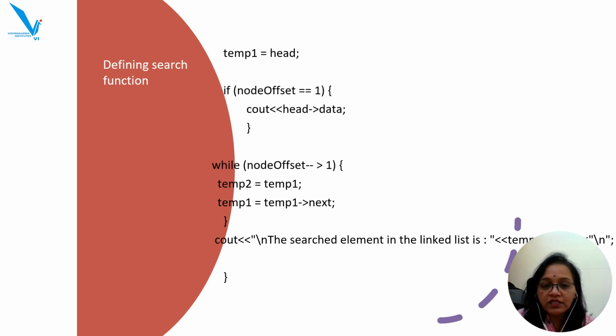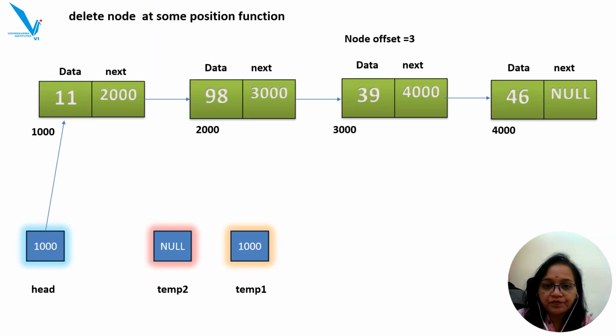Let us see this through the graphics. We have to find the position, say node offset is equal to 3. This is the position. We have our head pointing to the first node. There are 4 nodes. We have 2 walking pointers. temp1 is our current pointer. It is also pointing to the first node. It contains the value of 1000, which the head also contains, and temp2 is our previous pointer. It contains null.